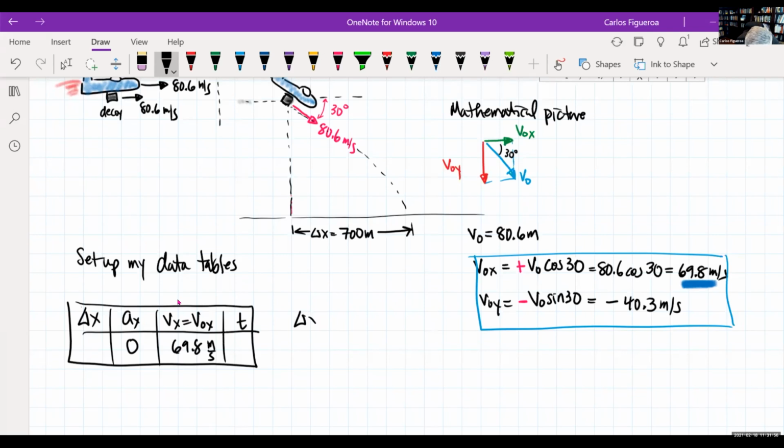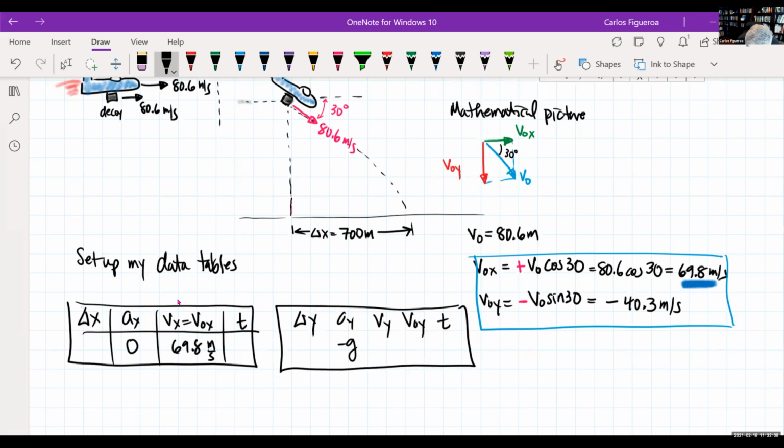And then I'm looking for y here. So I have ay is going to be minus g. And then I have vy, v initial y, and t. And what you're seeing here is that now I have this velocity in the y direction. So I have to put it in here. So there's going to be minus 40.3 meters per second. Note how I immediately put in those initial velocities.